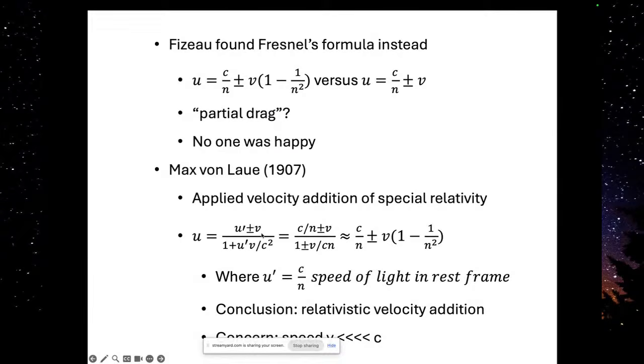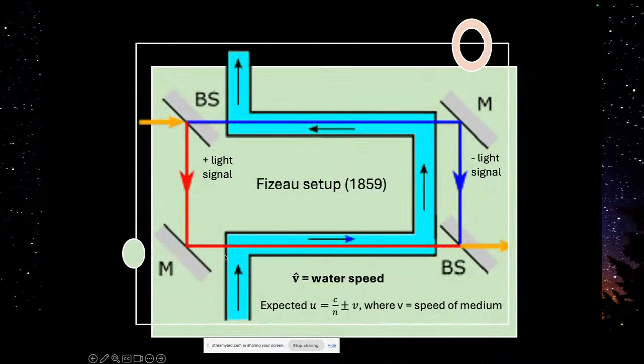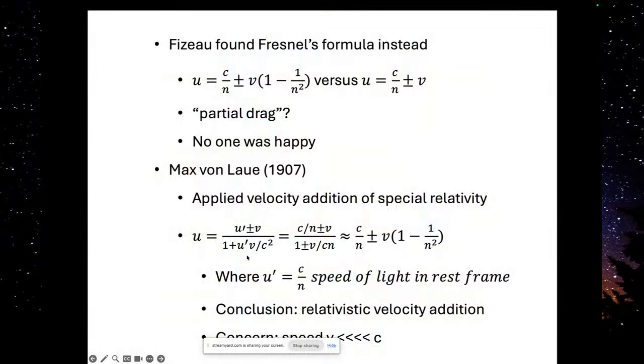This would be the speed of the rest frame relative to the stationary frame, v. And then divide it by 1 plus the rest frame speed times the speed of the rest frame over c squared. That's Einstein's relativistic velocity addition formula.